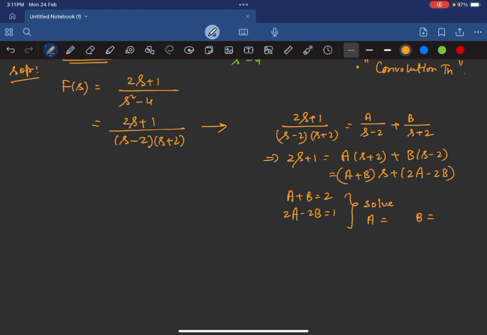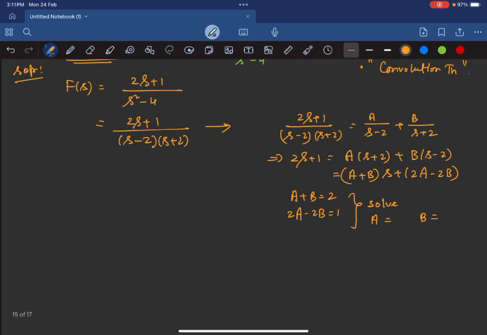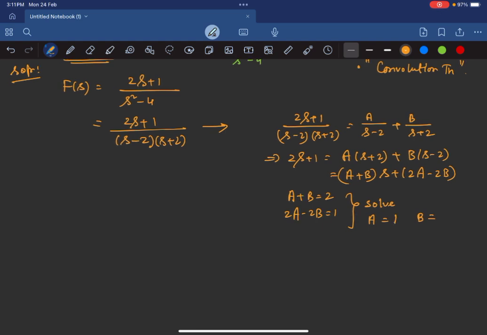If you solve these two equations, multiply the first equation by 2, so you get 2A plus 2B equals 4, and here you have 2A minus 2B equals 1. Adding them, the A value should be 5 by 4, and the B value will be 2 minus 5 by 4, that is 3 by 4. So A and B values you got like this.